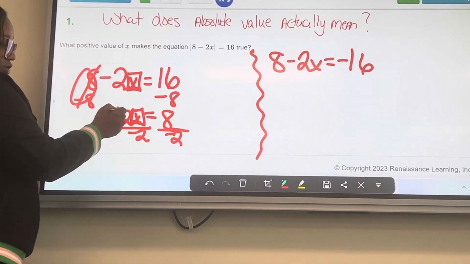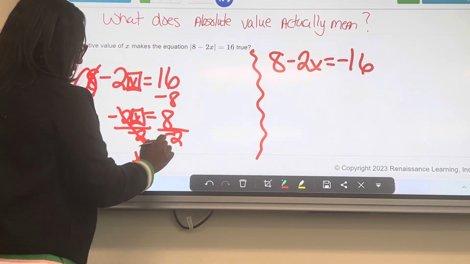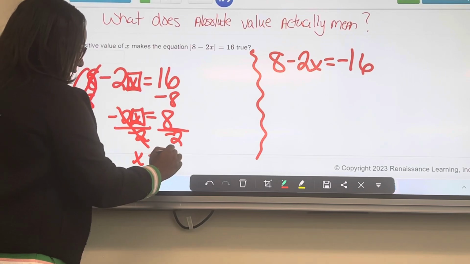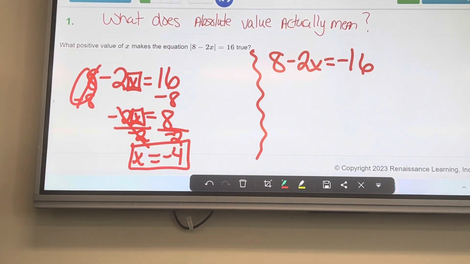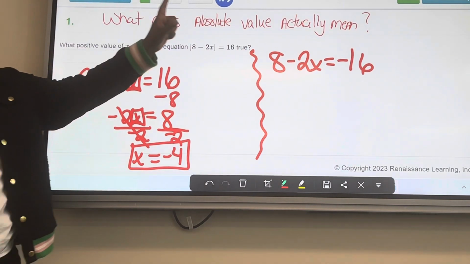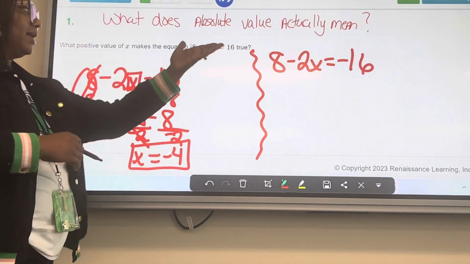Negative 2 divided by negative 2 crosses out. So I'm left with x on this side equals 8 divided by negative 2, which gives me negative 4. That's one of my potential solutions. Now, remember, we're taking absolute value, so we have to do the same thing and solve for x on the other side, where we had a different problem.